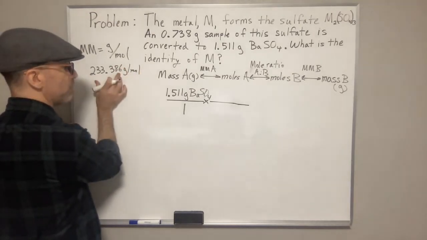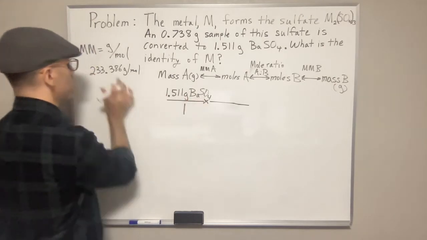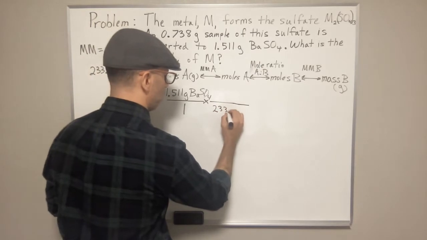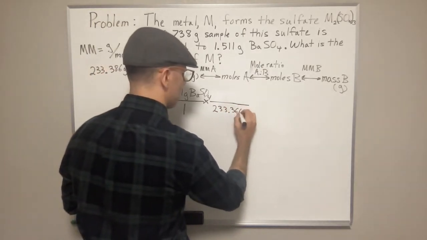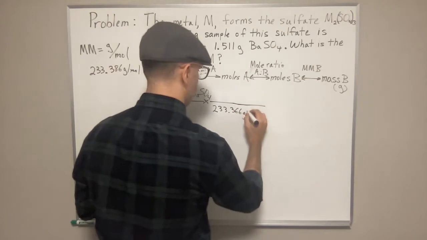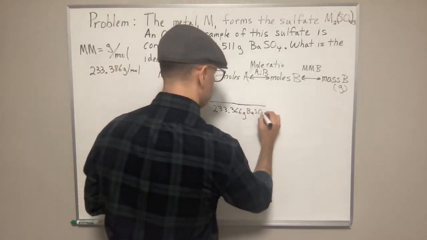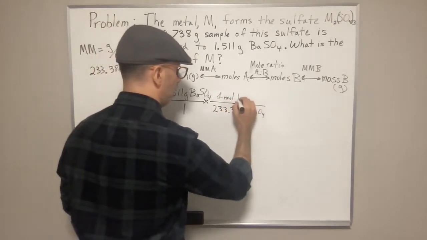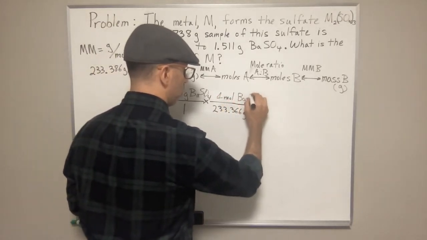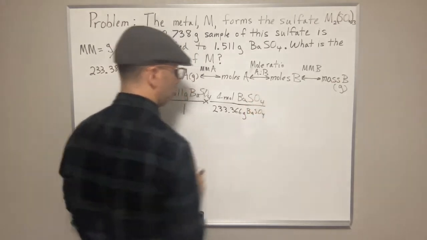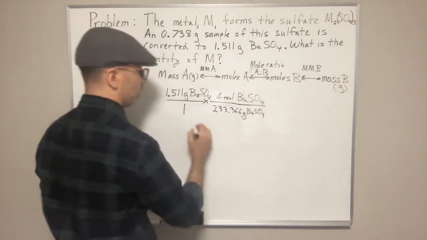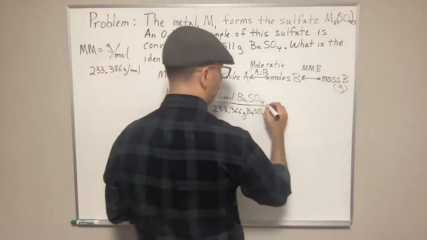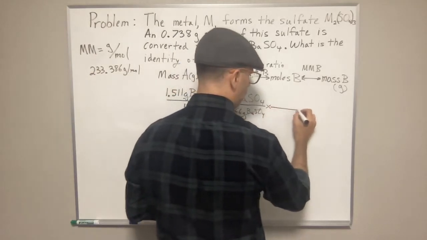So this many grams, we have grams on top, so we're going to put grams on the bottom. So 233.386 grams of the barium sulfate is on the bottom, and 1 mole of barium sulfate on the top. So grams cancel out, and we're giving moles. Now we're here, moles of A. But we want sulfate alone.